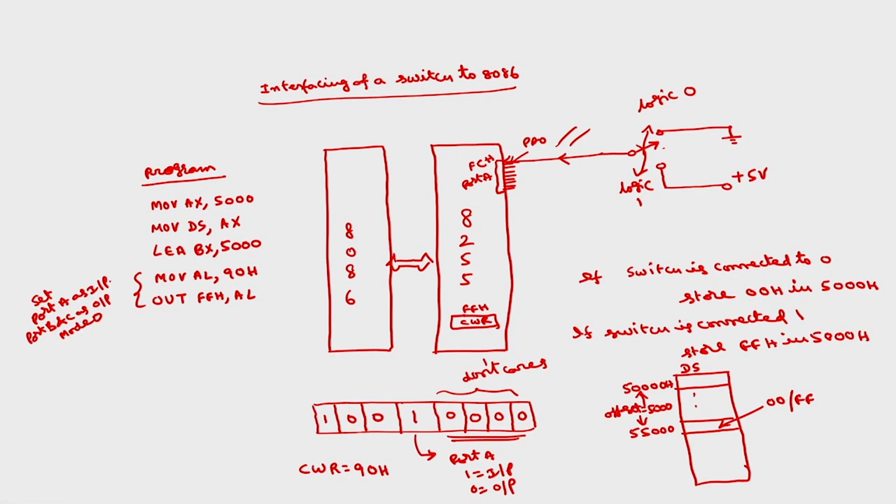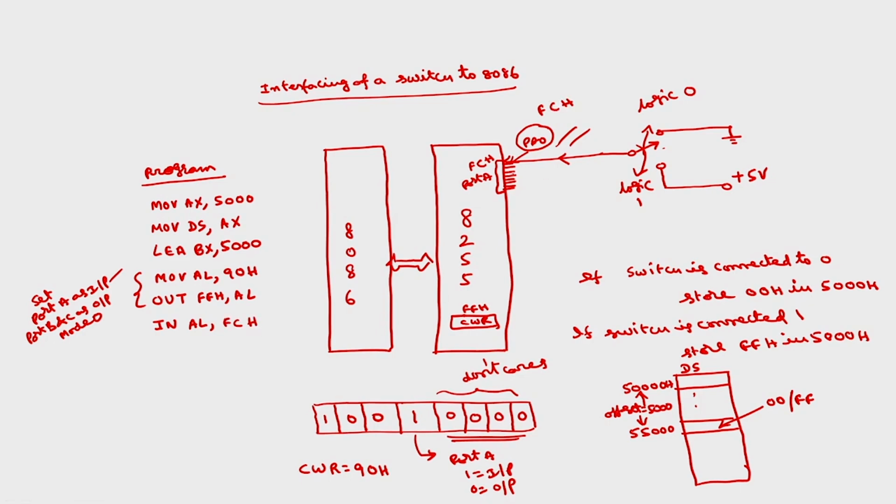Here we are interested in only port A. Then I have to read this. To read this, what is the instruction? IN AL comma, from which port is this switch connected? To port A, whose address is FCH.